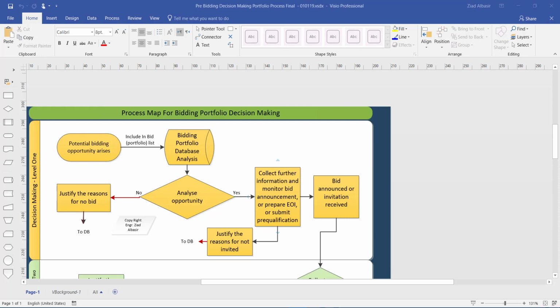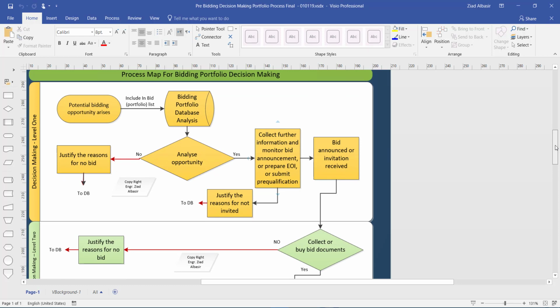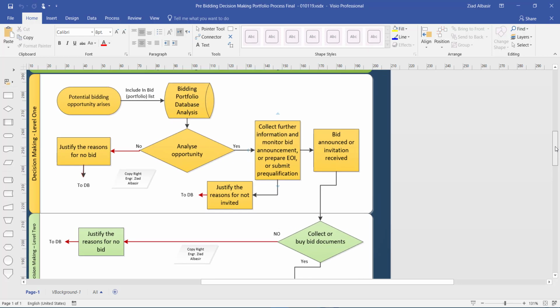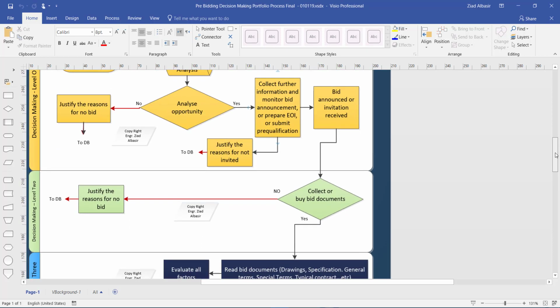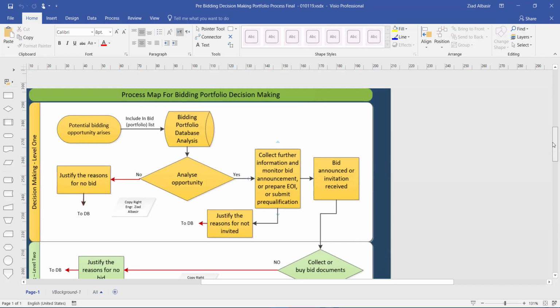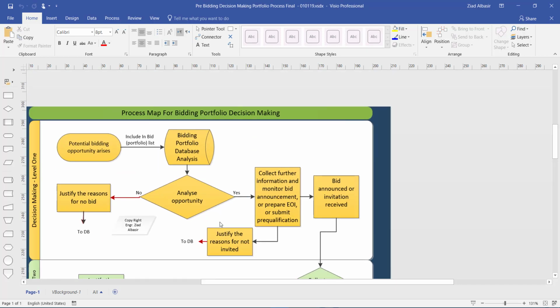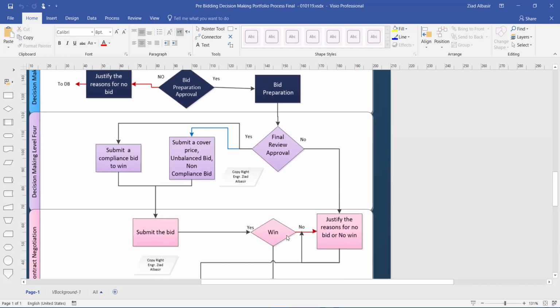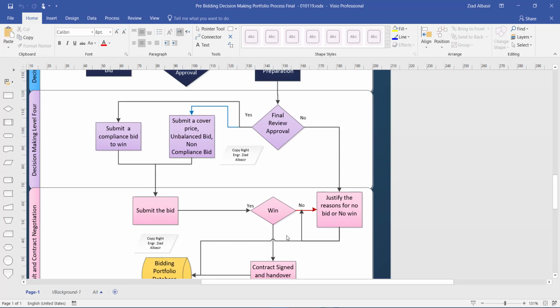I have this process, which includes bidding decision making, which I did in my master's degree. It's about bidding decision making and the factors impacting this decision making. It includes decision 1 or 2, level 3 and level 4, and the results.